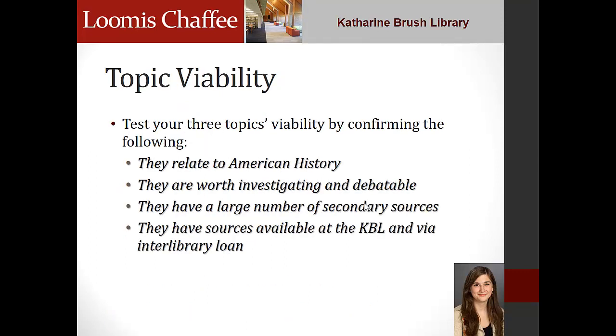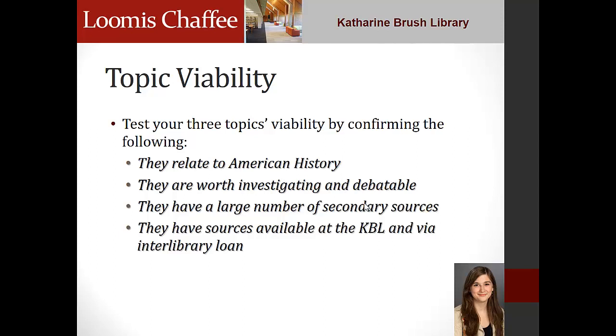Before you declare a topic to be the one, you will need to check for what historians and librarians call viability. On occasion, a fascinating topic that provokes excellent questions is not appropriate for the scope of this project. To avoid problems down the road, know that, at the outset, your potential topics must 1. Relate to American history. This should be an easy question to answer. Remember, it is a U.S. history research paper. 2. Be worthy of investigating and even debatable.